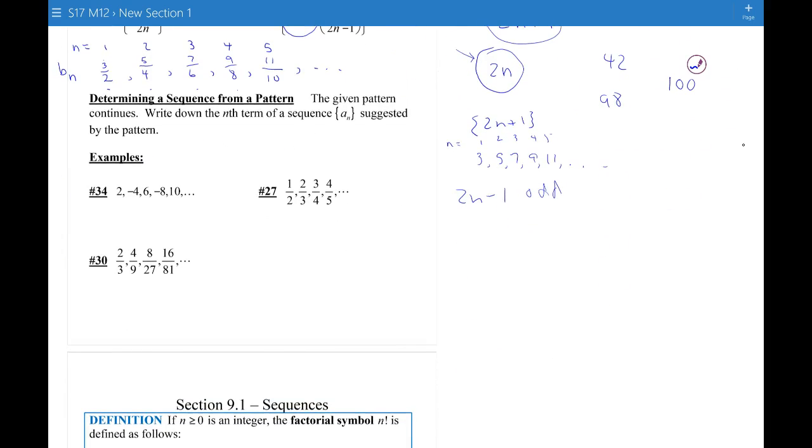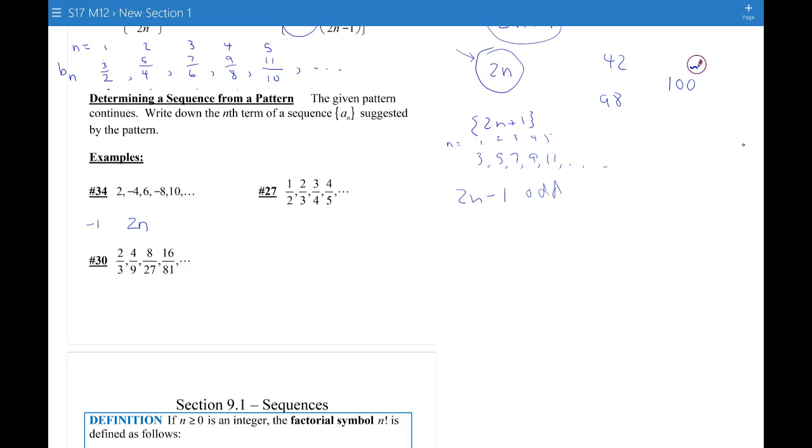So now let's go the other way, because this way is always pretty simple. You just plug numbers in and there you go. Well, now we have a pattern and it says the pattern continues, and we've got to try and figure out how to write the nth term of the sequence suggested by this pattern. Well, we just talked about even numbers, so we can see that this is going to be 2n.